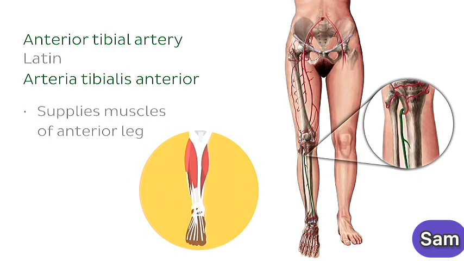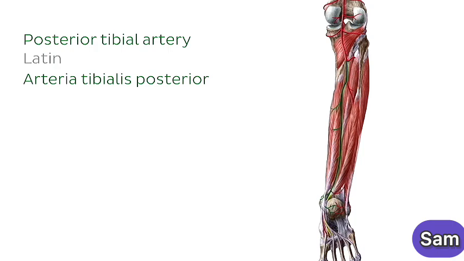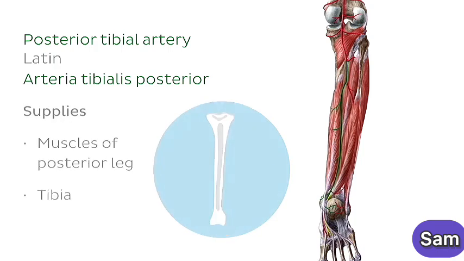It gives off further branches around the ankle region and to the foot, but we'll look at these in just a moment. The other terminal branch of the popliteal artery, the posterior tibial artery, continues distally through the posterior leg, supplying its muscles as well as the tibia itself.